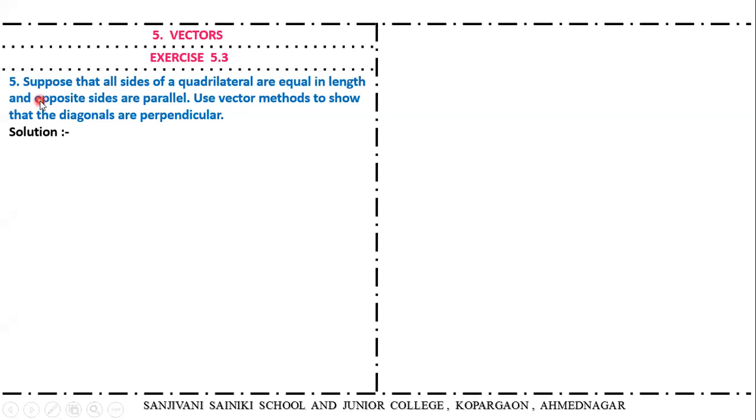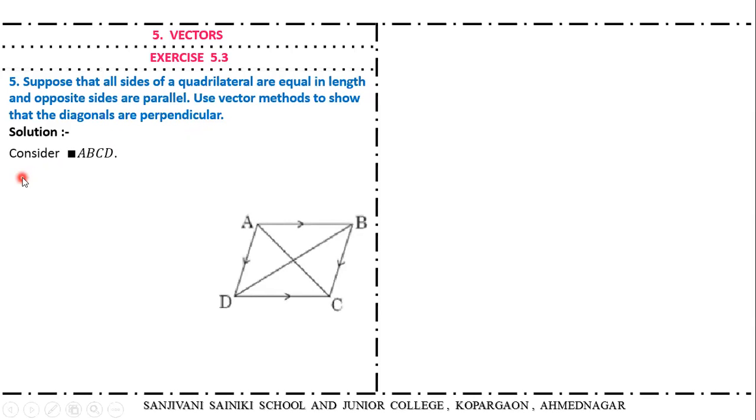Next example, suppose that all sides of a quadrilateral are equal in length and opposite sides are parallel. Use vector methods to show that the diagonals are perpendicular. How to show? Now consider a quadrilateral ABCD. This is the quadrilateral ABCD.